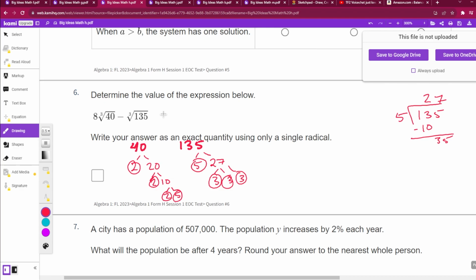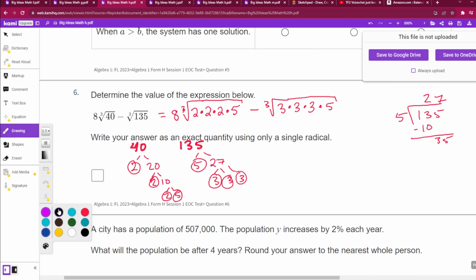So rewrite this expression as 8 times, we said the cubed root of 40 was the cubed root of 2 times 2 times 2 times 5, minus, and we said the cubed root of 135 was 3 times 3 times 3 times 5. So remember why we did prime factorization: so that we can pull out 3 of a kind.